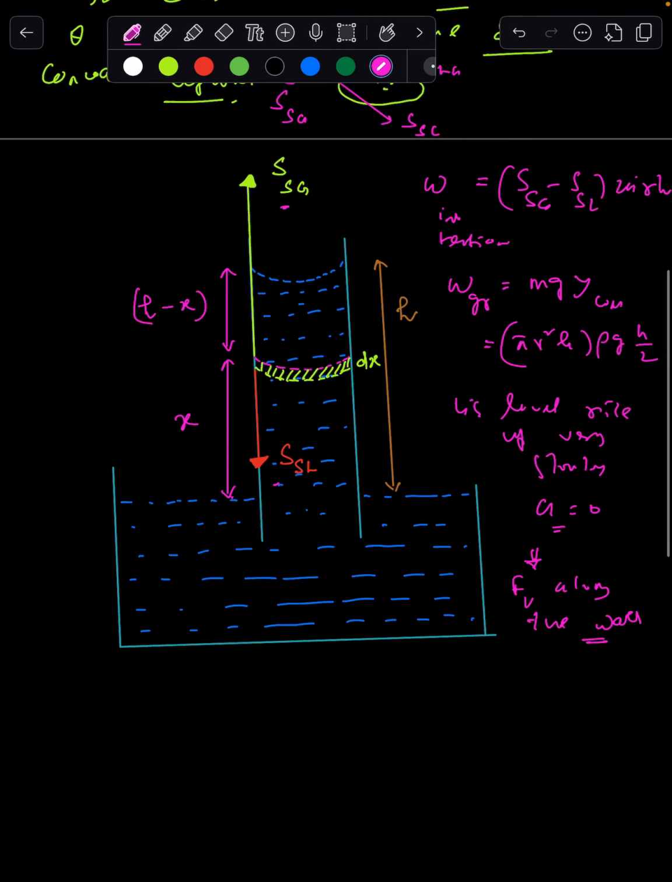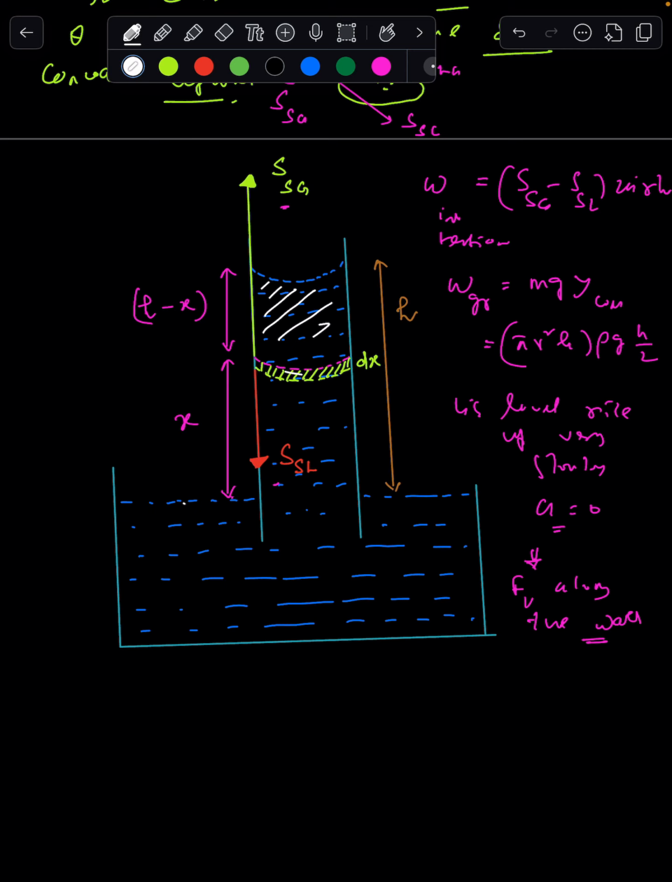For that I have taken a diagram, as you can check. In this diagram, look at here. You look at this portion. I'm assuming there is a small segment. So this segment is of thickness dx. It is at a height of x from the free surface, h minus x from the top.